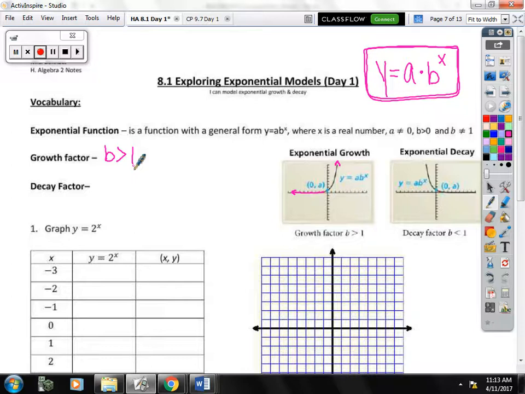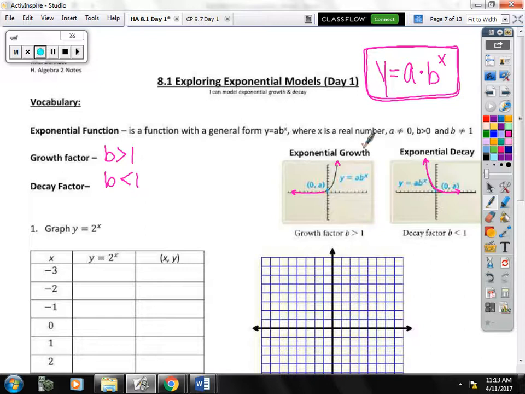Now exponential decay is when you're starting with a large number and it's decreasing at an exponential rate. The same thing happens. It actually never gets below 0. It's just going to get very, very small. This occurs when b is less than 1.